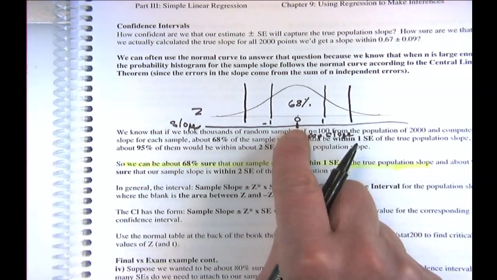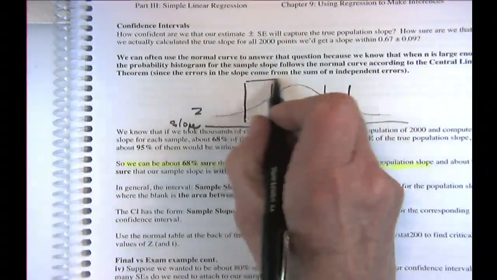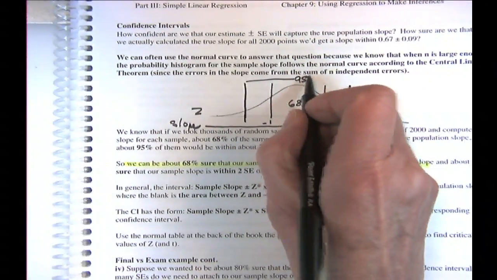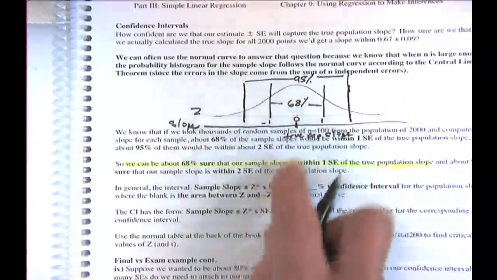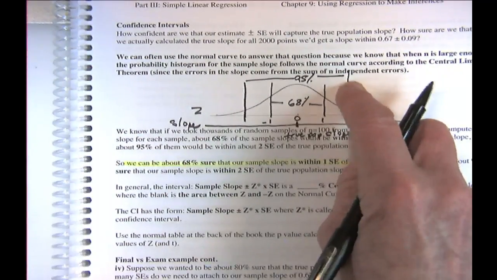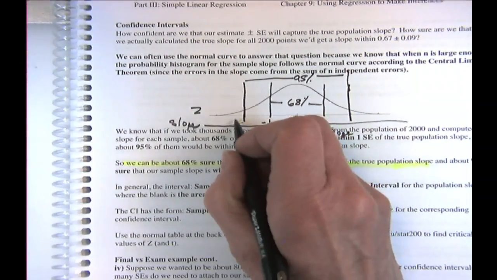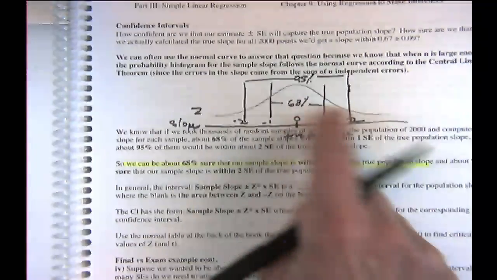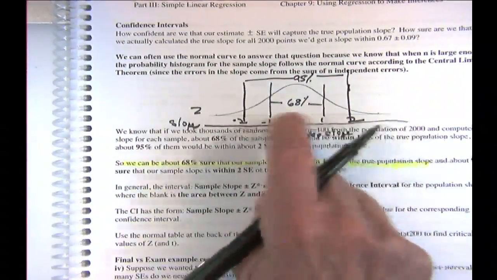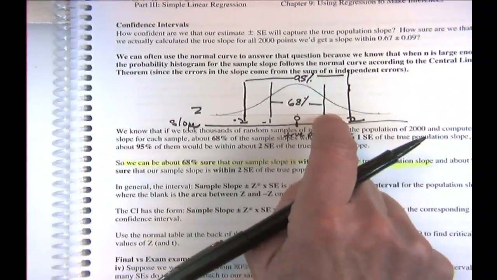Okay? And 95%, because this is 68% of the area, 95% of the area is between negative 2 z-score and 2. This is where this is coming from. So you're 95% sure you're in this range.